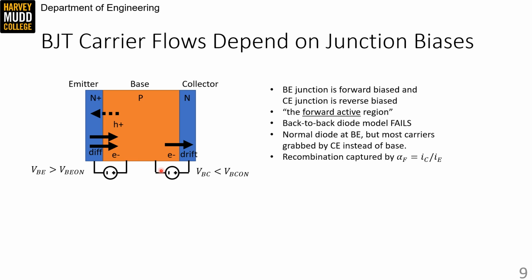The collector side is reverse biased, so any electrons that stumble into this depletion region will drift to the collector. Note that this creates a current traveling from left to right, this way, because electrons are negative charge carriers. Note also that this drift behavior is relatively insensitive to VBC. As long as the junction stays reverse biased, this carrier flow will be dominated by drift.